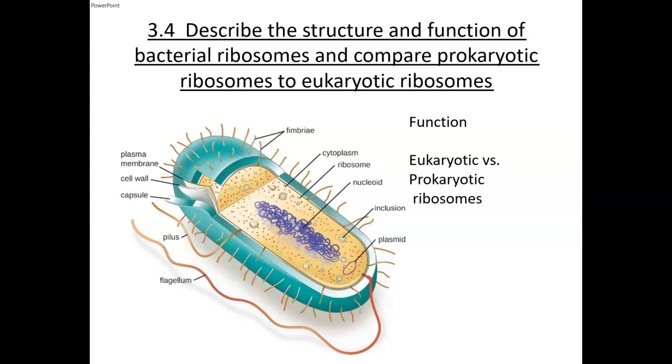Remember, proteins are the molecules that make up the enzymes, that make up a lot of the structure of cells. They're really important. So ribosomes are where the proteins are made. And so bacteria have a lot of ribosomes floating around in the cytoplasm, just like eukaryotic cells do.